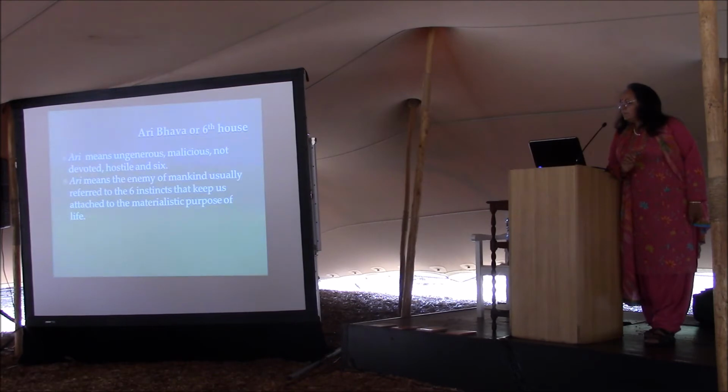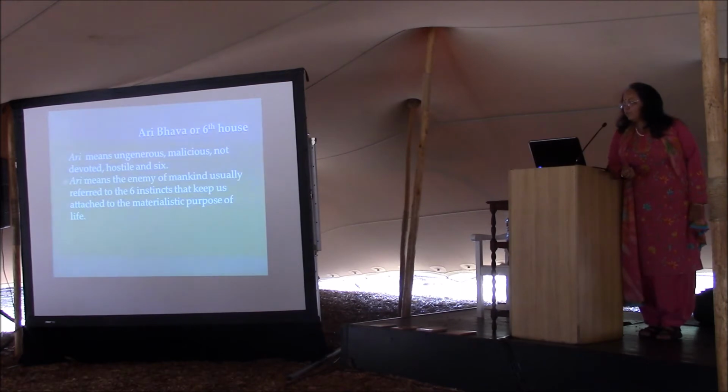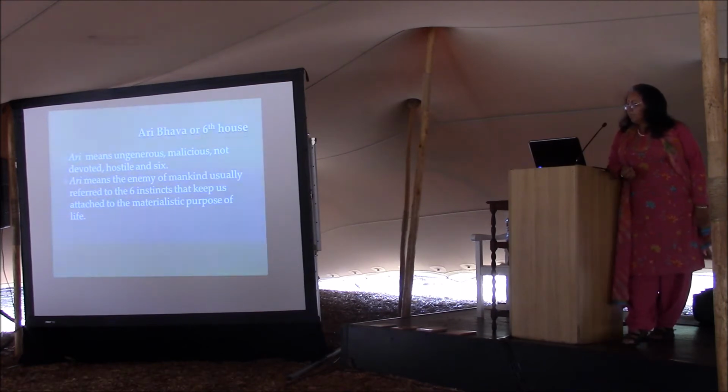So you start with this idea, and it's called in Sanskrit Aribhava. Ari means ungenerous, malicious, not devoted, hostile, or it just literally means number 6. And Ari means the enemy of mankind, usually referring to the 6 instincts that keep us attached to the materialistic purpose of life.